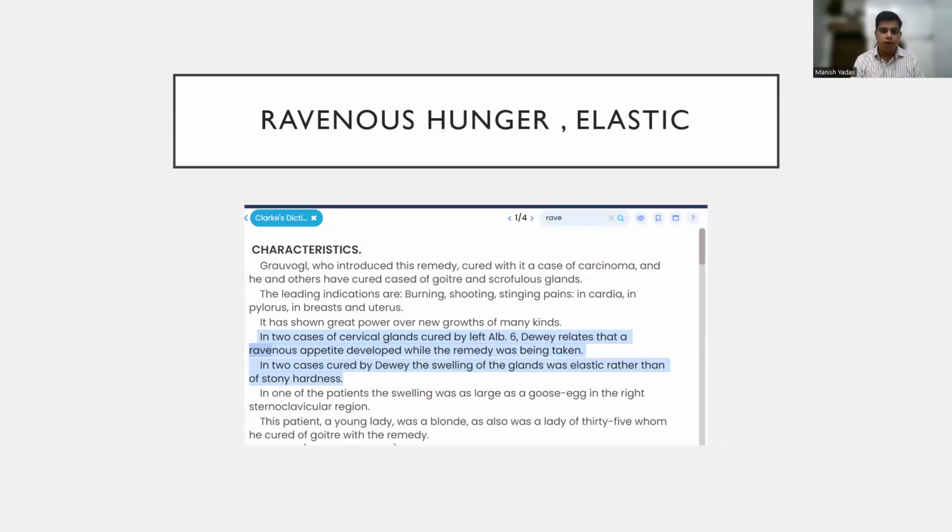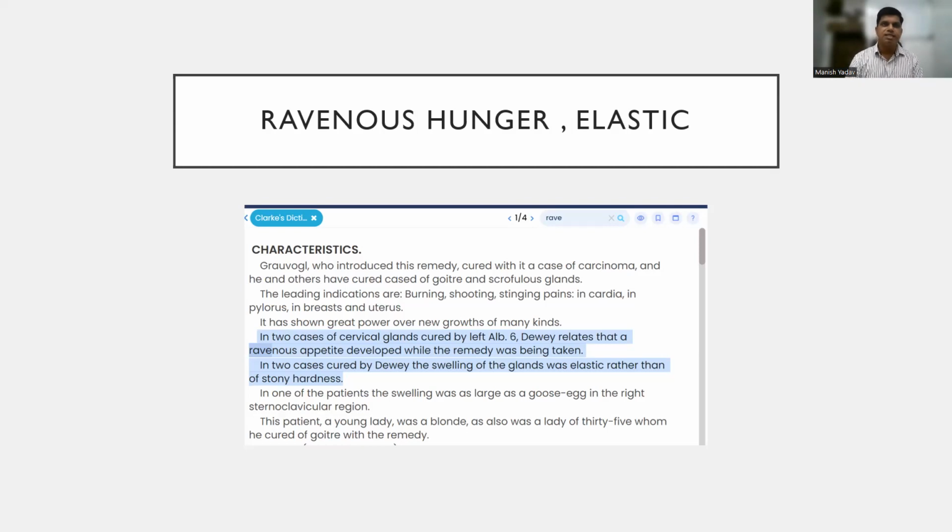It has shown great power over new growths of any kind. In 2 cases of cervical gland cured by Lapis alba, Du relates that ravenous appetite developed while the remedy was being taken. So this ravenous appetite, in 2 cases cured by Du, swelling of glands, was elastic rather than stony hardness. So Du was a physician who treated cases, like 4 cases he treated, and in 2 cases he found out that after giving the remedy, ravenous appetite developed.